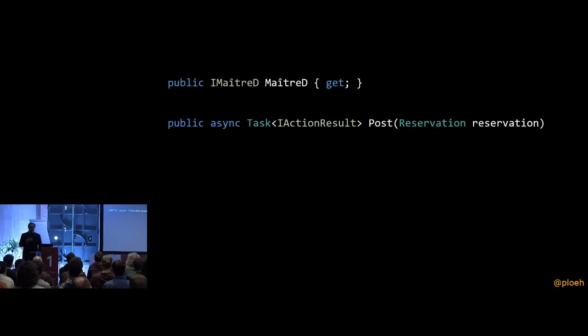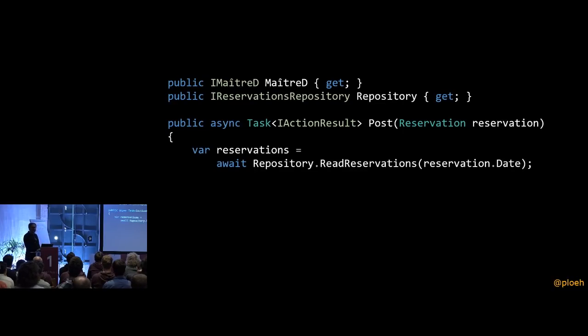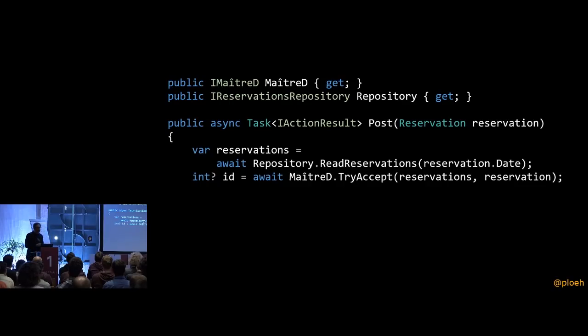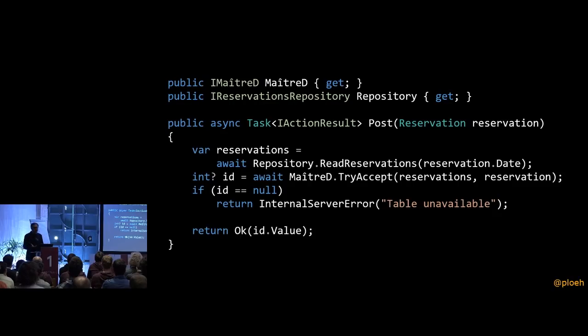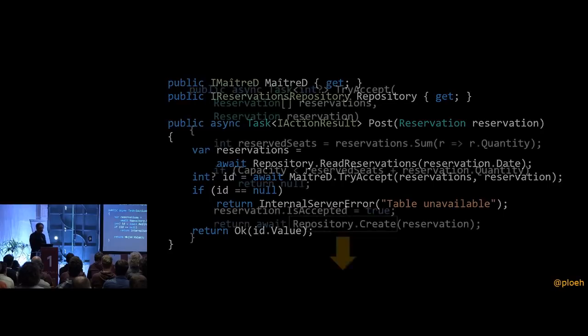So going back to the post method on the controller, we have already injected the IMHOD dependency. What we can do now is we can just say, let's also take a dependency on the repository, because if we do that, we can just call read reservations here instead of inside the MHOD.try accept method. And then we can pass those reservations to the try accept method, and then all the rest of the code is just the same as before. So this is a fairly easy change to make. I'm literally just moving a method call to another place in the code, and then I'm done with that. So that wasn't too hard.